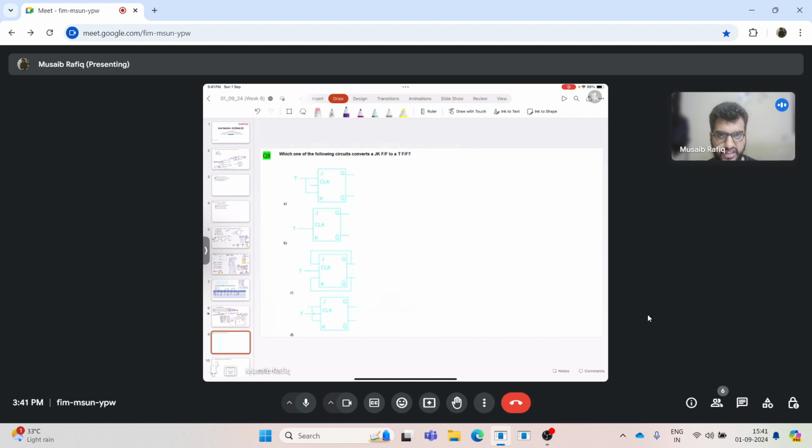The question states: which one of the following circuits converts a JK flip-flop to a T flip-flop? I'll read the question again. Which one of the following circuits convert a JK flip-flop to a T flip-flop? So you are given the four options. Please write down the correct option in the chat box. It should not take more than 2-3 minutes, and I also showed you the methodology for how to do these questions just before this question. So apply that methodology, and if you have some other method, do whatever is feasible for you. Do it and write the correct options in the chat box.